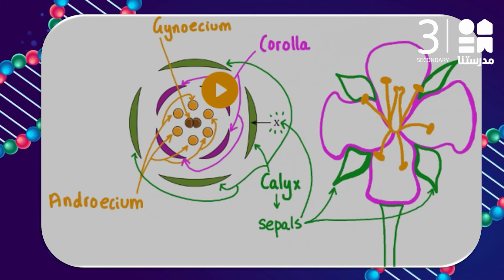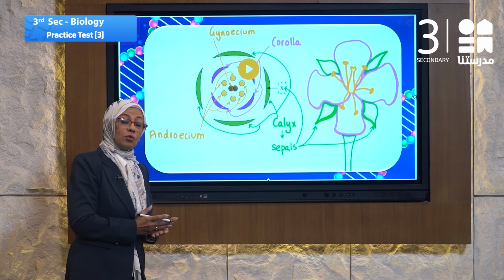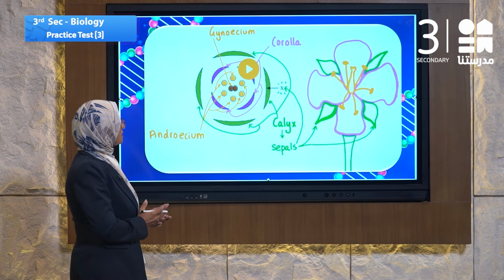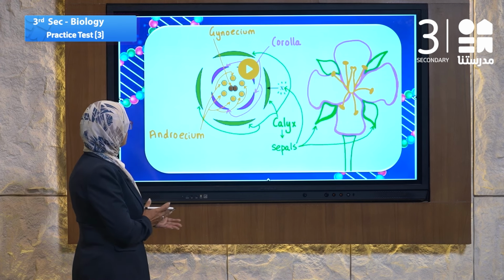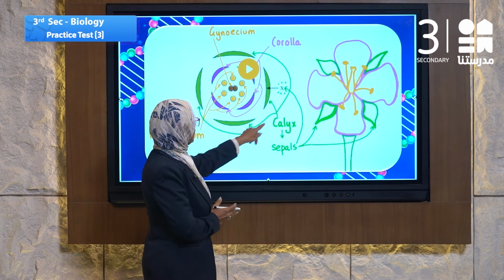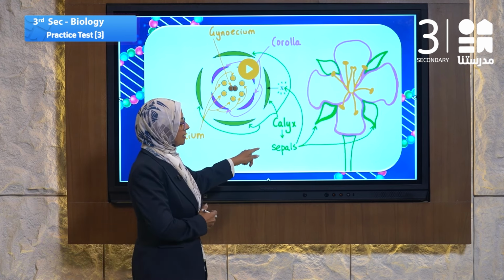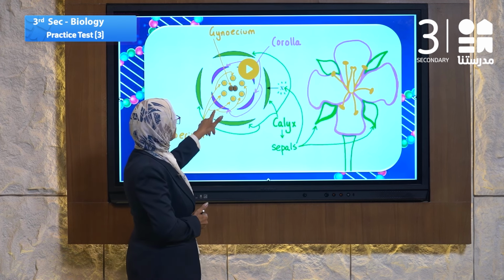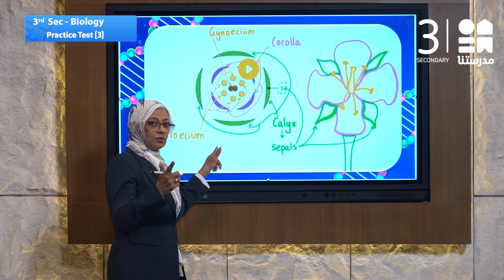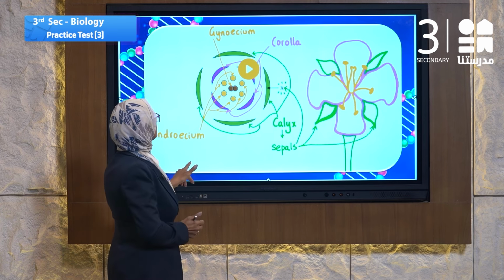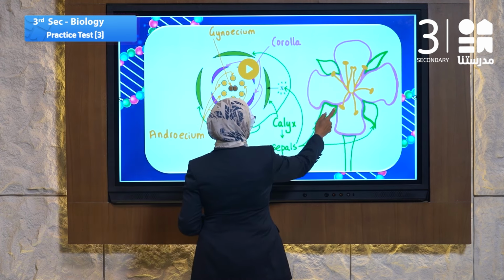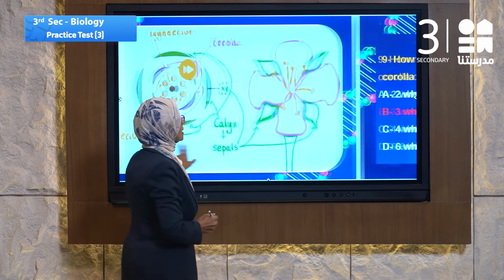The male flower contains gynoecium or androecium? It contains androecium only, not gynoecium. So we will calculate how many rows. The first one is the calyx, the green part made of sepals. Second, the corolla, made of petals. Third, the androecium. 3 only: 1, 2, 3. So the answer must be 3.